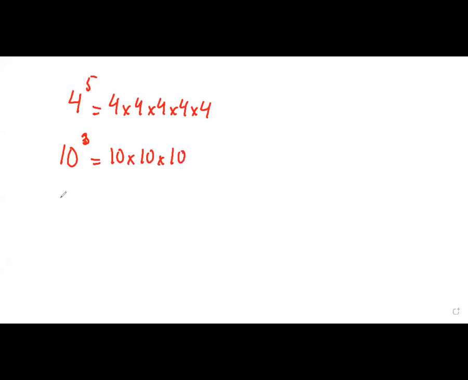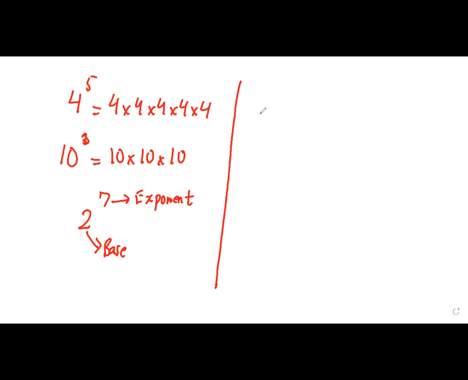This 10 is called the base. So if I write 2 to the power 7, this 2 is called the base and the 7 is called the exponent. Hence the name, the rules of exponents. This is also called index form. Now we are going to be learning two rules today.